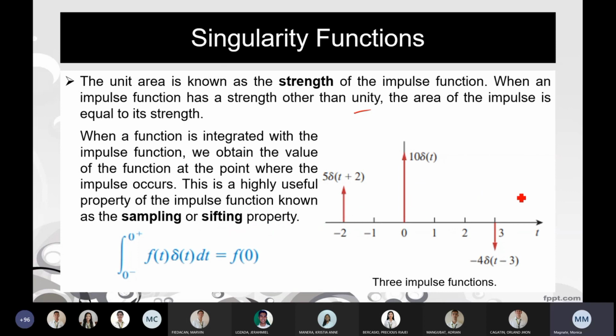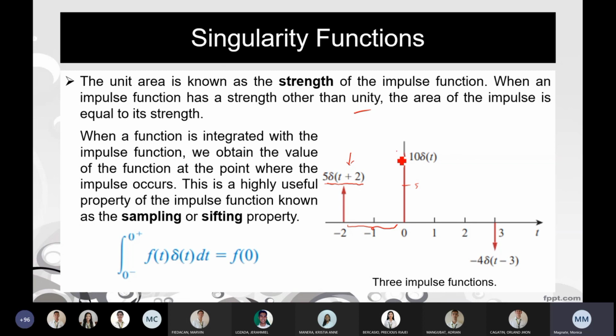So, ito yung example natin, impulse function. Meron tayo dito 3 impulse functions. So, ito, 5 delta of t plus 2. Mapapansin nyo, yung t plus 2 siya kasi naka-advance siya, t is equal to negative 2. Advance siya ng 2 seconds dito. So, t plus 2 to. Tapos, yung value niya is 5.